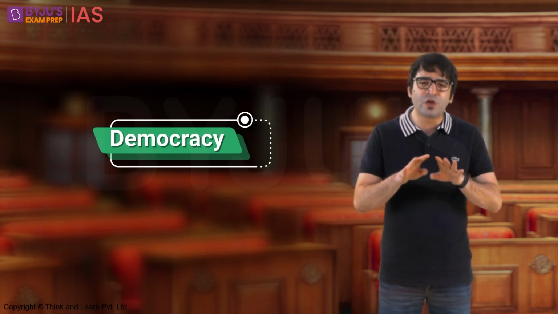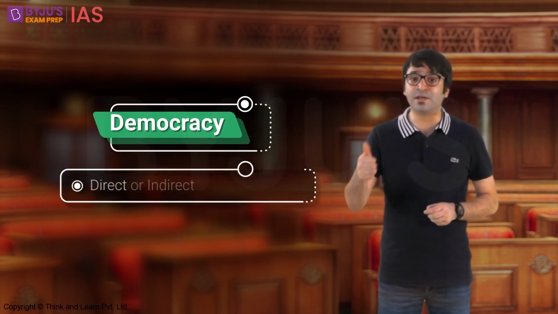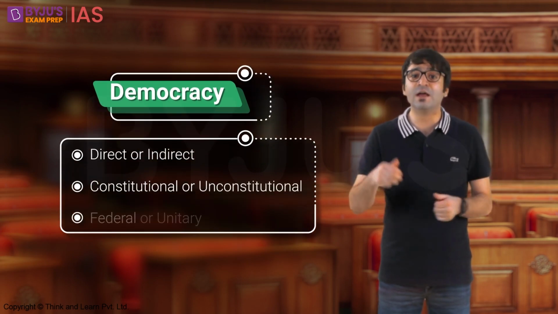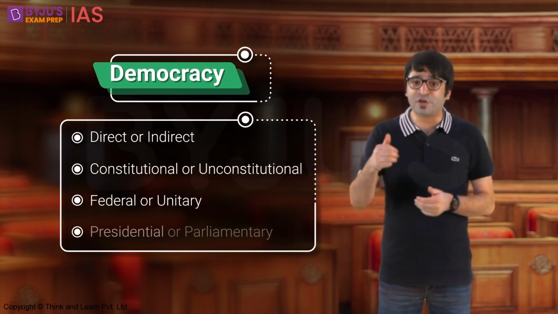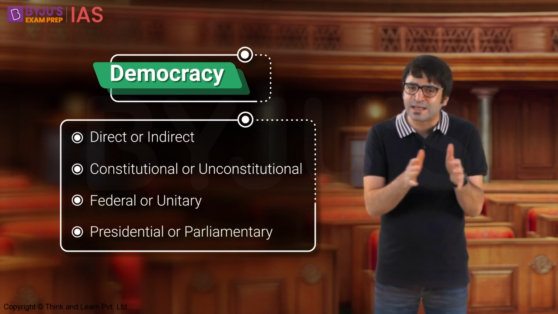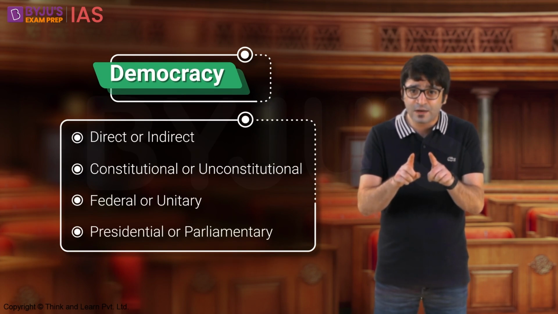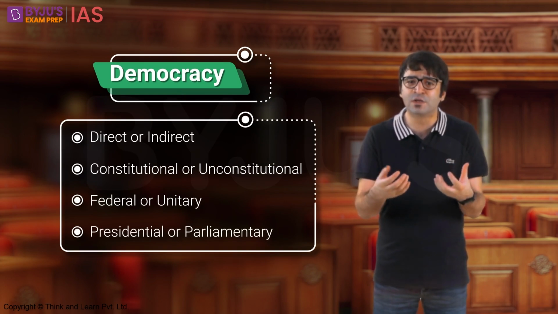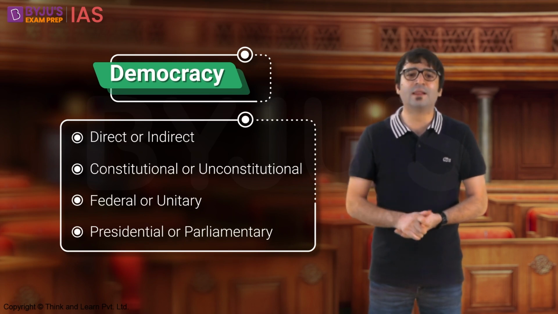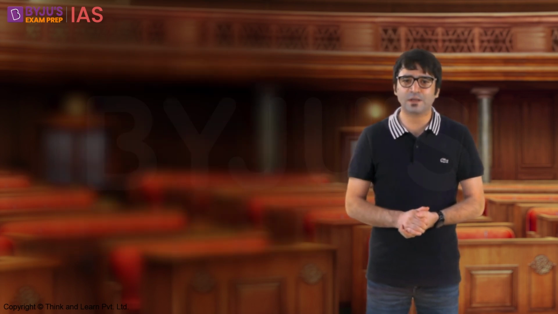Democracies come in different shapes and sizes. They can be direct or indirect, constitutional or unconstitutional, federal or unitary, presidential or parliamentary. If democracies can exist in so many forms, then what kind of democracy do you think was envisaged by the makers of our Constitution? Well, let's find out.